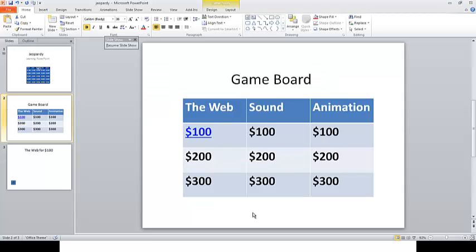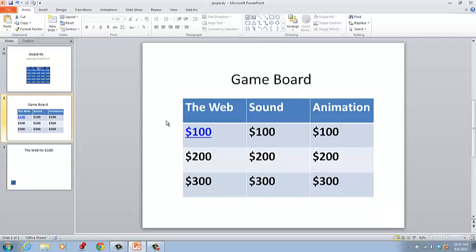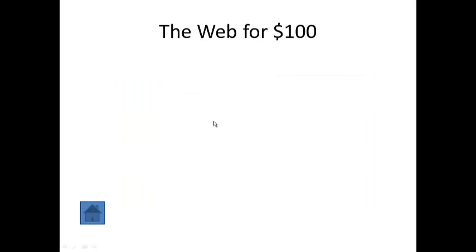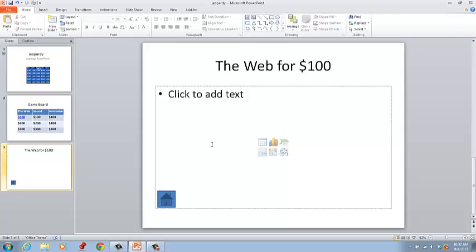Click OK. Press F5 to see how it works. Now you want to start from this slide, so click Shift F5, Shift F5, and you're right there. Click on the 100, and you see that it takes you to the last slide. Press Escape to get out of that.